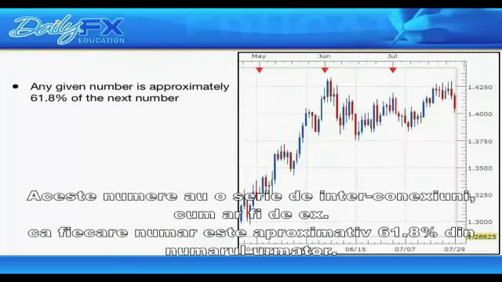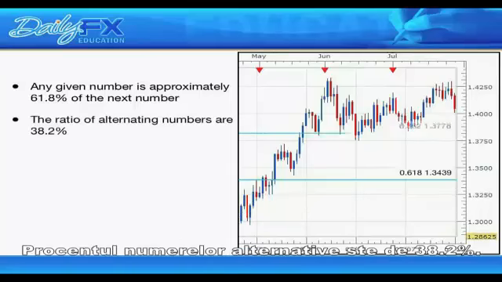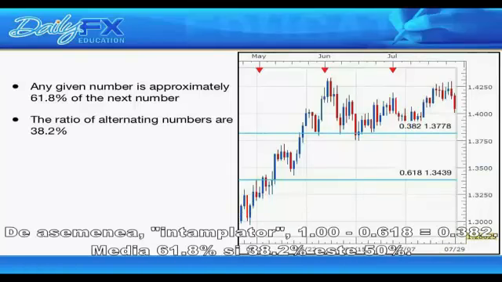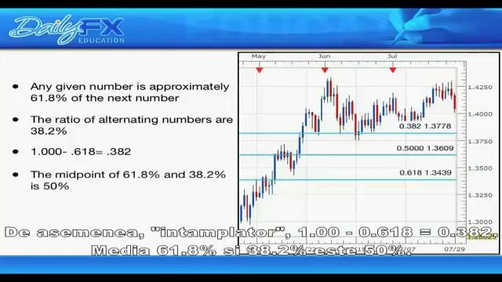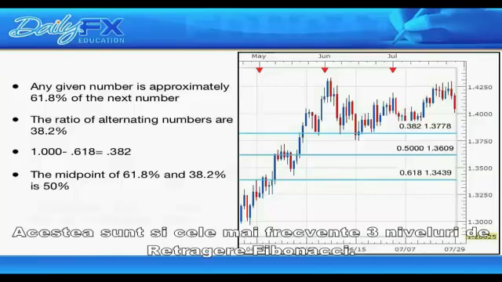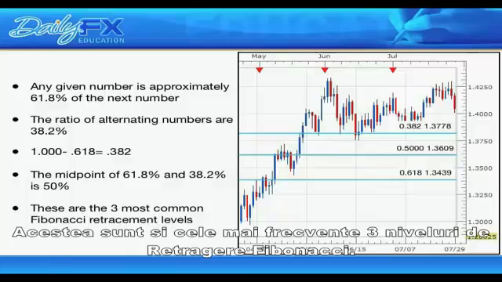These numbers possess a number of interrelationships, such as the fact that any given number is approximately 61.8% of the next number. The ratio of alternating numbers are 38.2%. Also, it just so happens that 1.000 minus 0.618 equals 0.382. The midpoint of 61.8% and 38.2% is 50%. These are the three most common Fibonacci retracement levels.